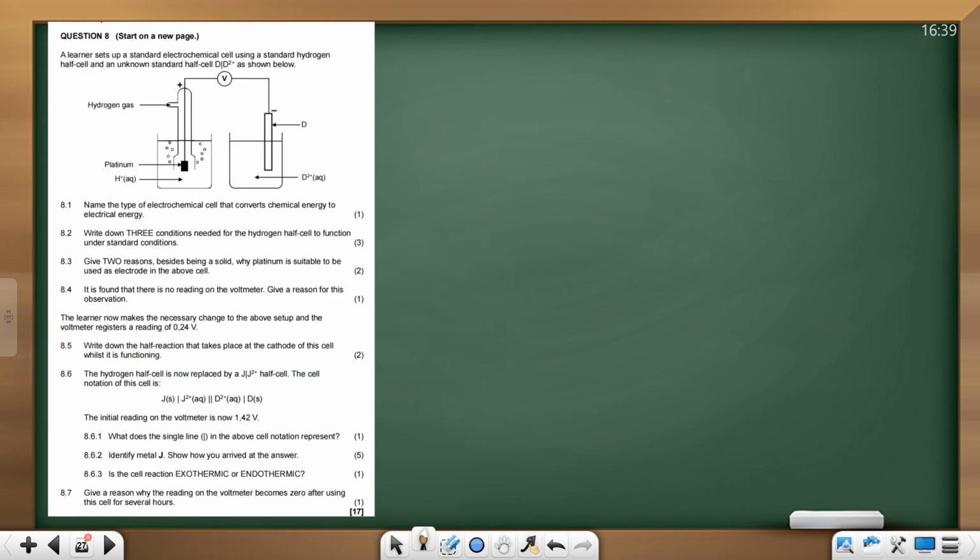We've answered this one, guys. Do you see again here? Hydrogen gas, we bring in platinum. There's a question I see here, guys, 8.6.3. Is this going to be exothermic or endothermic? The answer is exothermic. Galvanic cells are exothermic because it is spontaneous. All right.